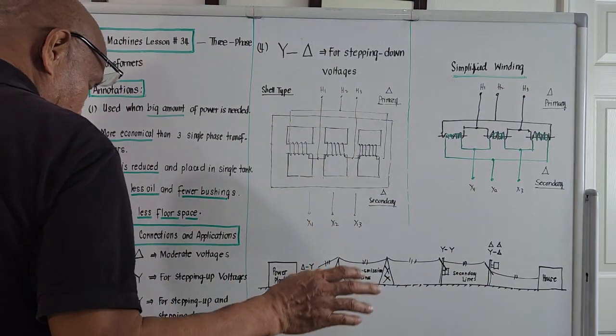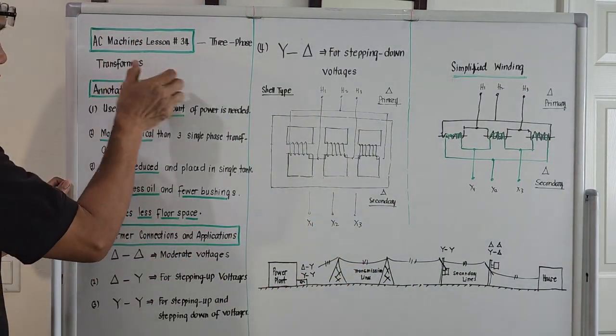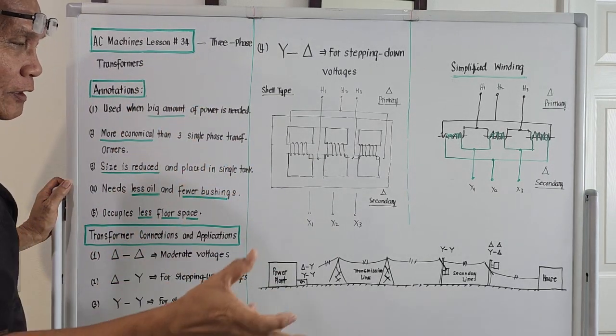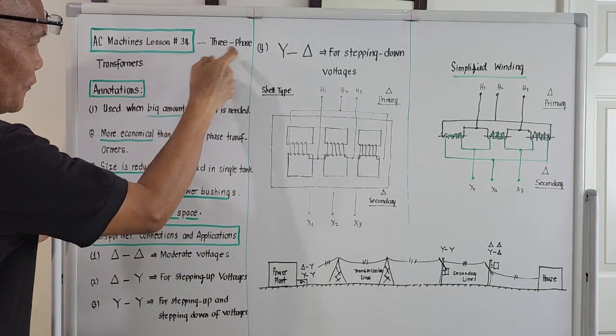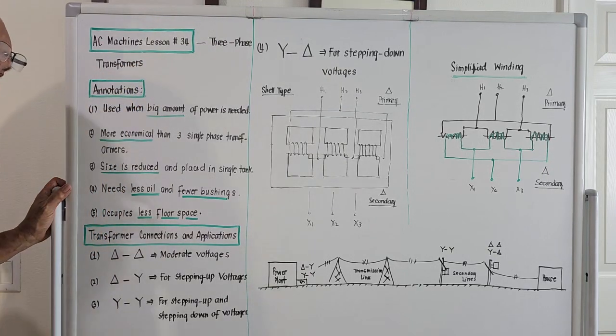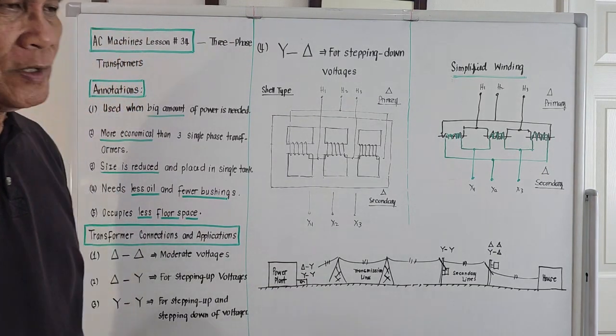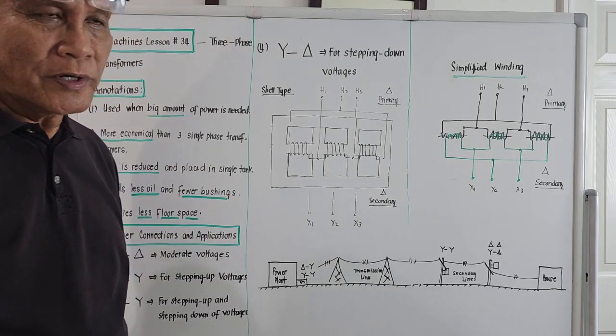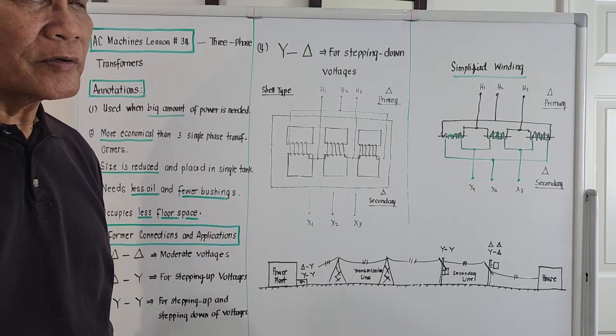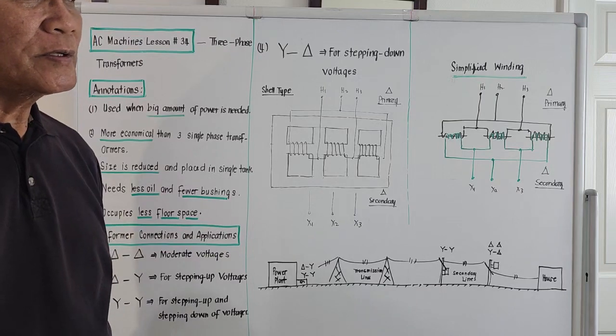The lesson for this morning will be AC Machines, lesson number 34, and this will now be the study of three-phase transformers. Three-phase transformers are actually just three single-phase transformers which are unconnected, to be connected in the correct connection.